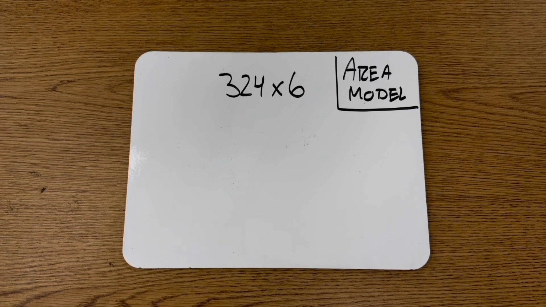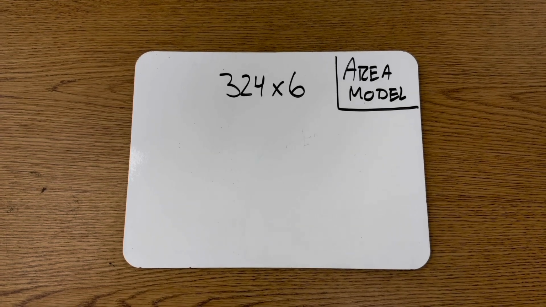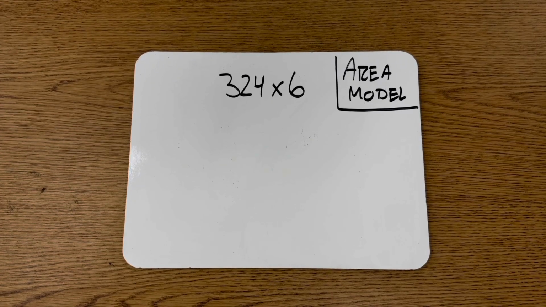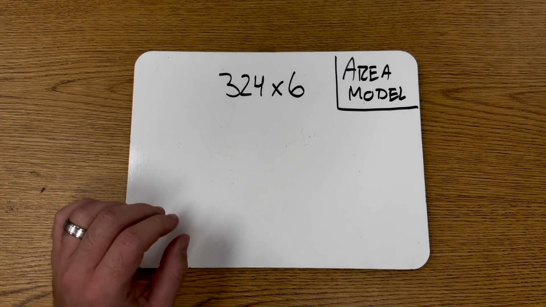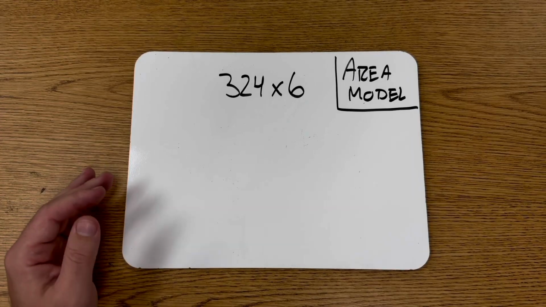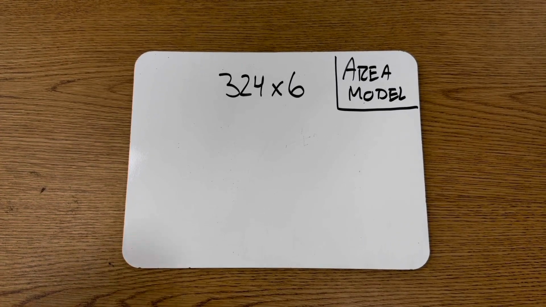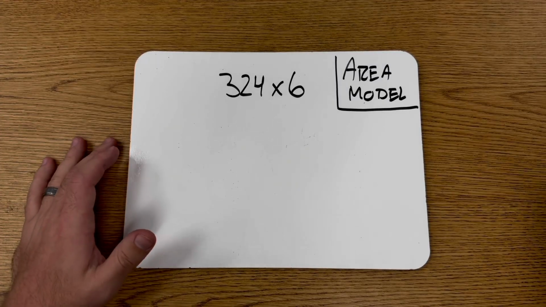Hello there, families. Today we're going to take a look at how we use area model for multiplication of larger numbers. This method takes our numbers and breaks them down into their place value parts so that our big problems feel smaller and easier for the students to complete.